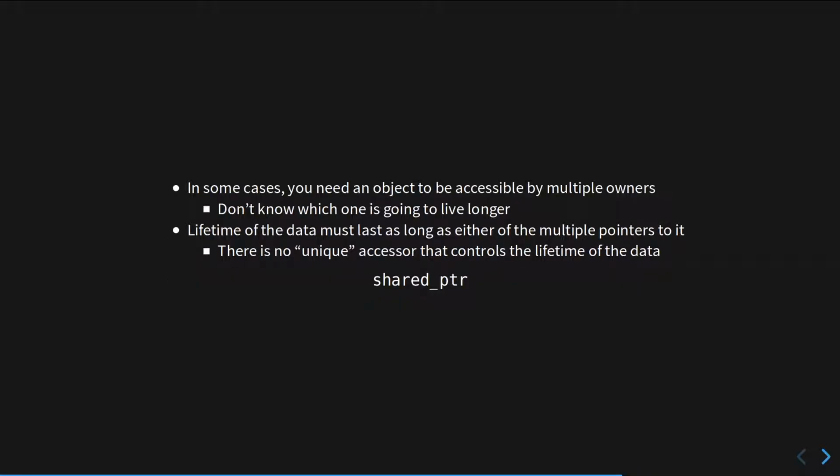In some cases though, you need an object to be accessible by multiple owners, and you don't know which one is going to live longer. So the lifetime of the data must last as long as either of the multiple pointers to it exists. There is no unique accessor that's able to safely control the lifetime of the data without having some cases where the data does not live long enough. In this case, you would use shared pointer.